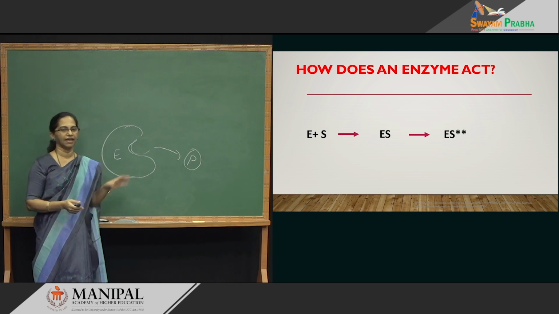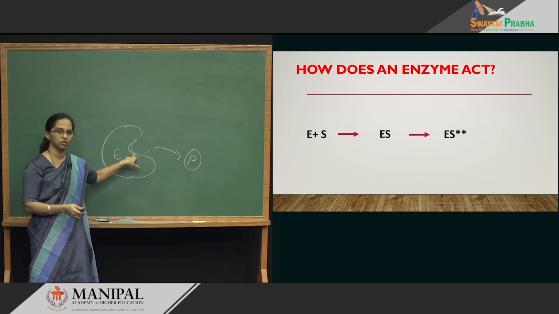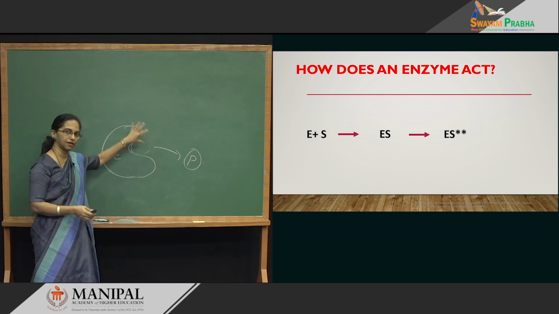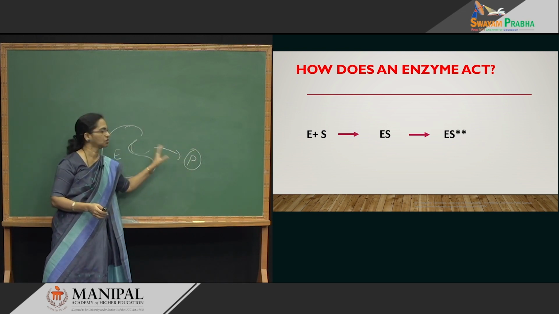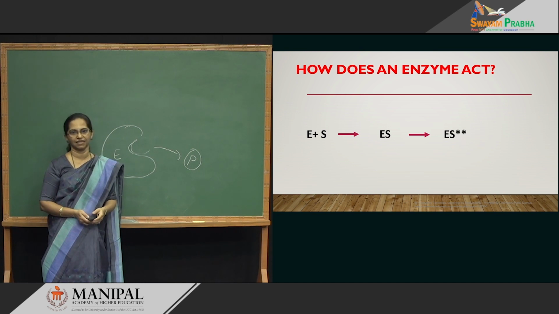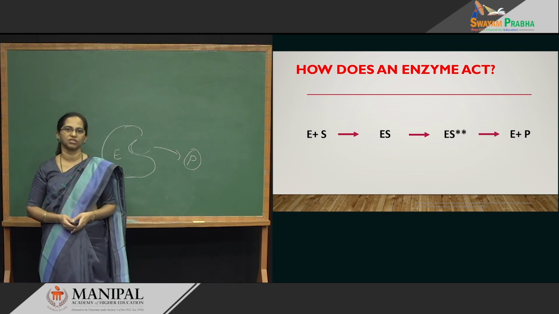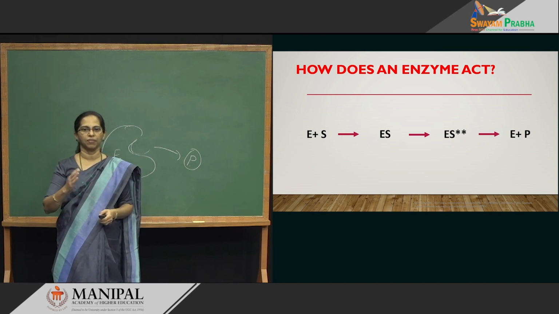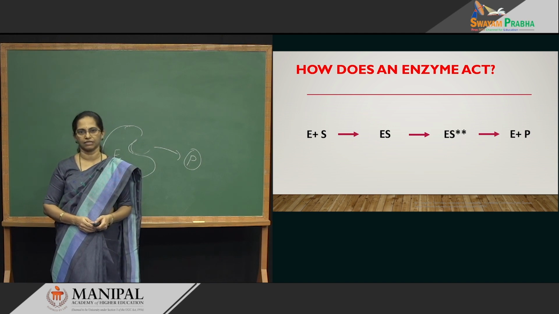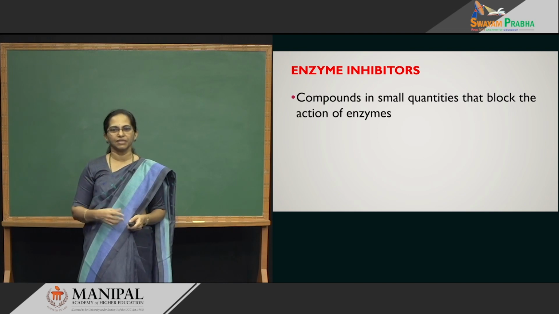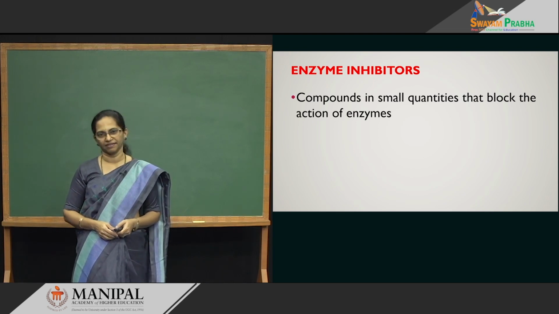So, I repeat, enzyme binds to substrate at the active site, undergoes a change and converts the substrate to product. So, it is released from the enzyme. That is what is given here in the slide. E plus S gives enzyme substrate, activated state, and then finally product is released. You have the free enzyme ready for the next reaction. Let us begin with enzyme inhibitors.